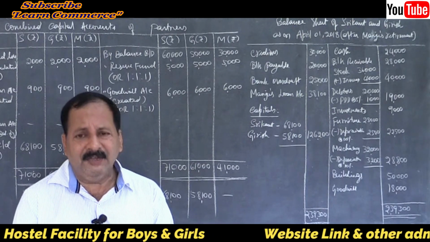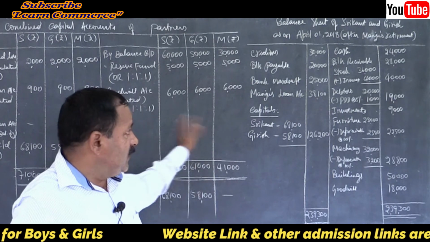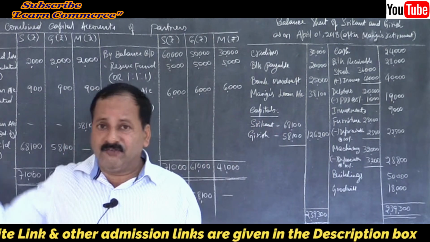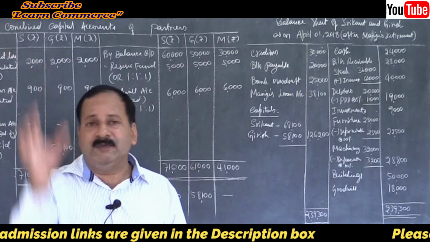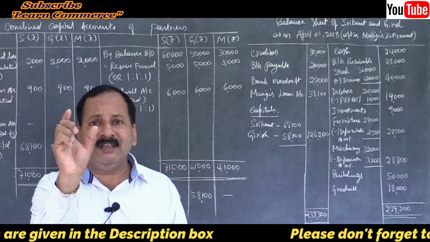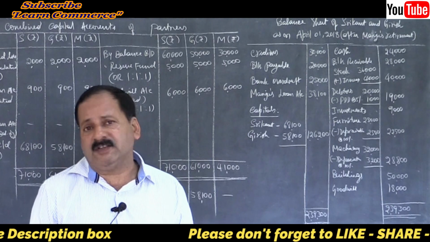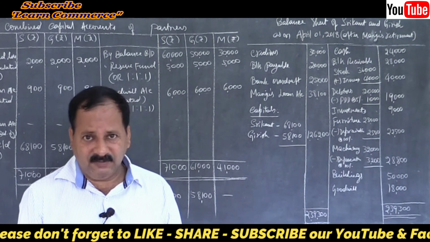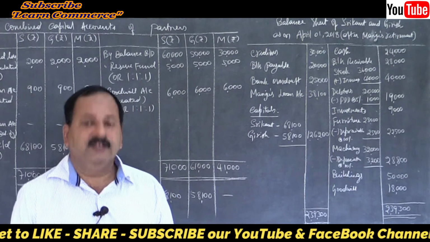There we need not have to prepare all these accounts. Balance sheet is not required, combined capital not required, revaluation not required. Only they will give some information. Simply we have to prepare the capital account of the deceased partner, that's all. Or executor's account we have to prepare. That we will take up in the next class.